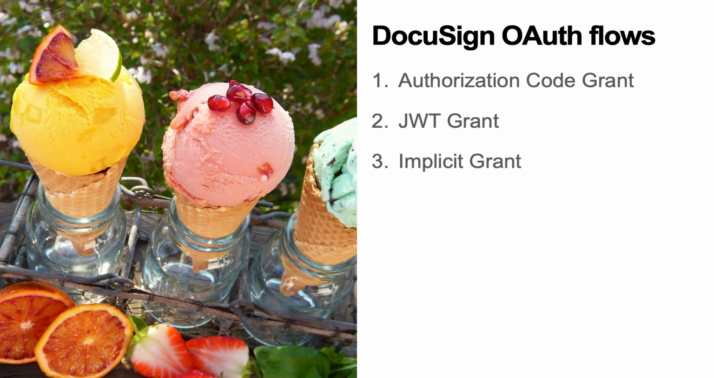DocuSign supports 3 different OAuth flows for our APIs: Authorization Code Grant, JWT Grant, and Implicit Grant. See the show notes for links to a video and documentation about the OAuth authentication flows.